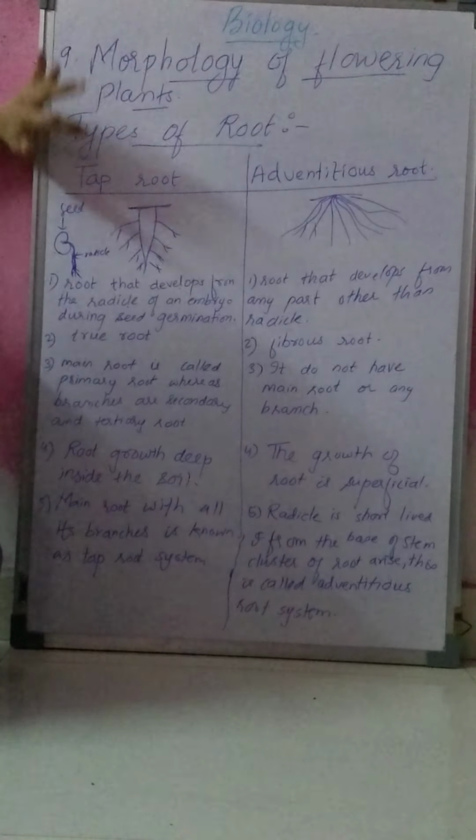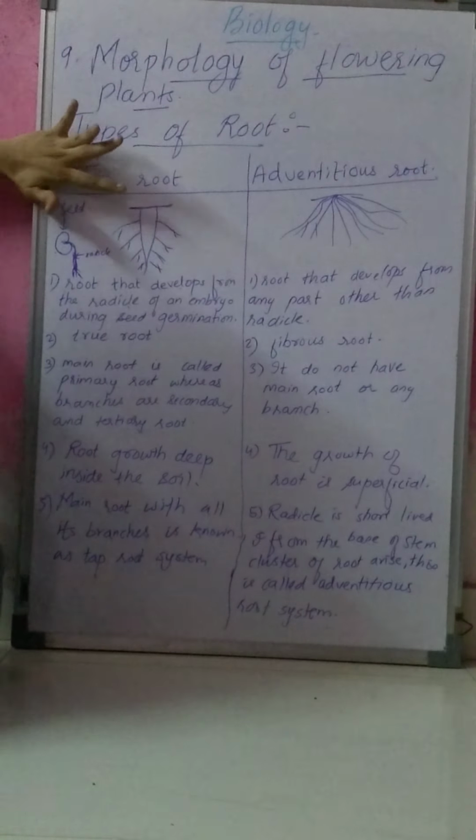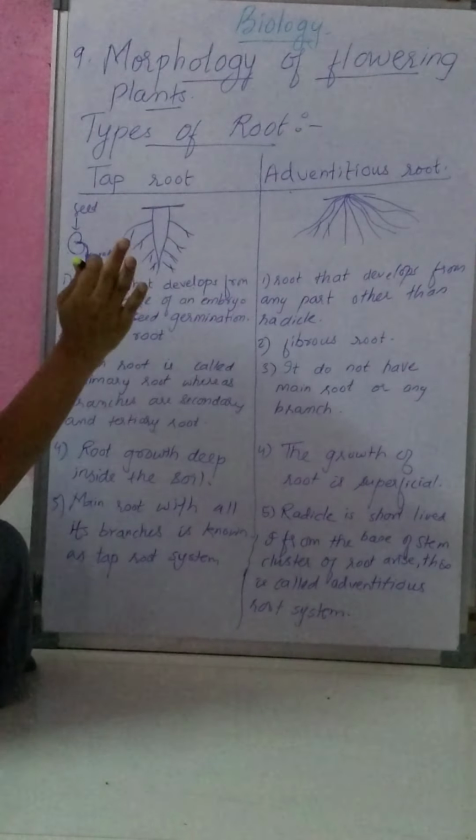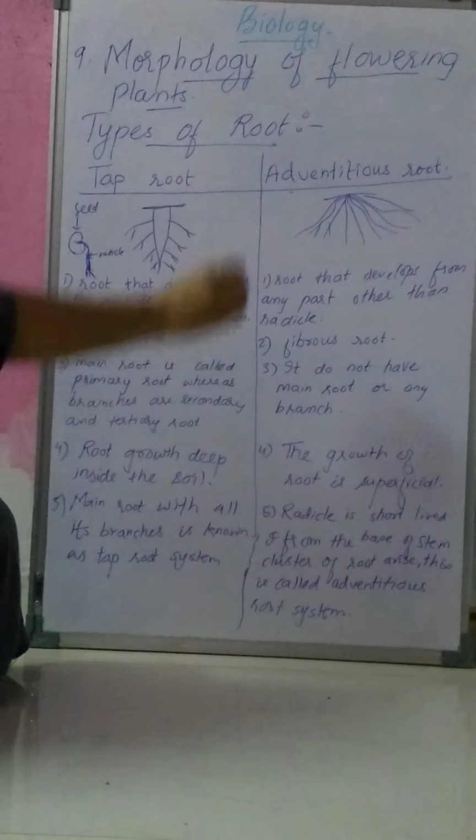This is the diagram of a taproot, where the root arises from the radical of an embryo during seed germination. That is known as taproot. Now next is adventitious root. I have written this in distinguished form, so this will be better for you to understand and to study the difference between taproot and adventitious root. So next is adventitious root. What are adventitious roots? The root that develops from any part other than the radical.